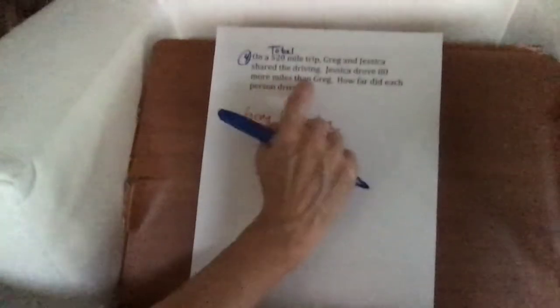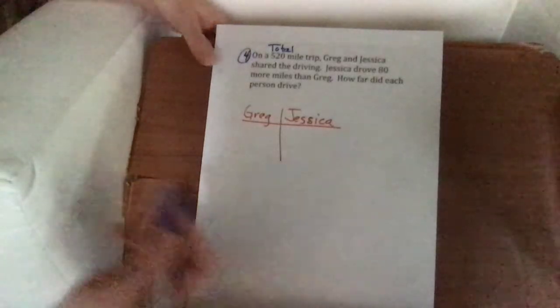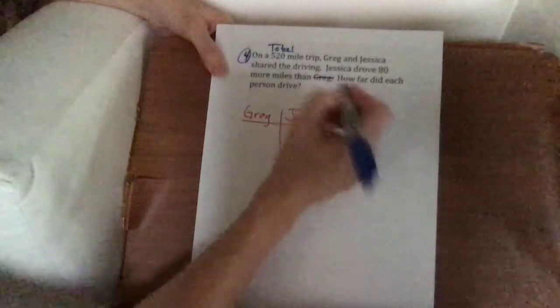All right, now, Jessica drove 80 more miles than Greg. So again, you ask yourself, who do you have information about and who don't you have information about? So this says Jessica drove 80 more miles than Greg. So we have information about Jessica, but we do not have any information about Greg. So he's the unknown. And in algebra, when you don't know or you have an unknown, you make it x. So we're going to cross that Greg out and we're going to make it x. It's a safe variable to stay with, but if you wanted to, you could use g.